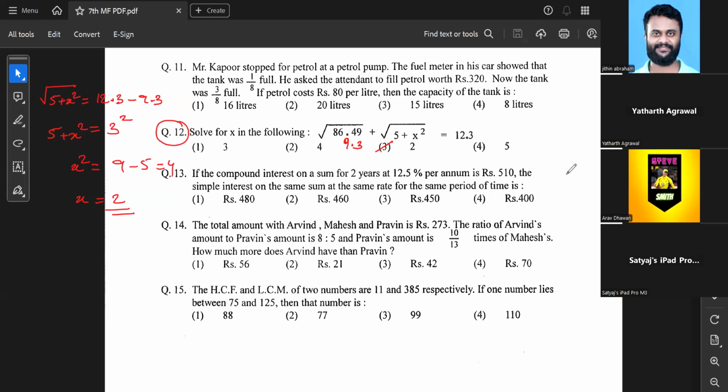Today, children, the remaining 3 problems I'm giving you as homework. So in the next class, we'll be starting with the next paper.